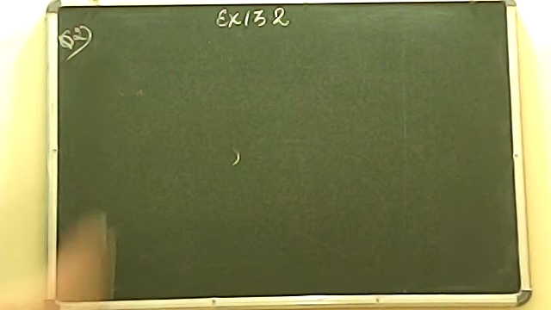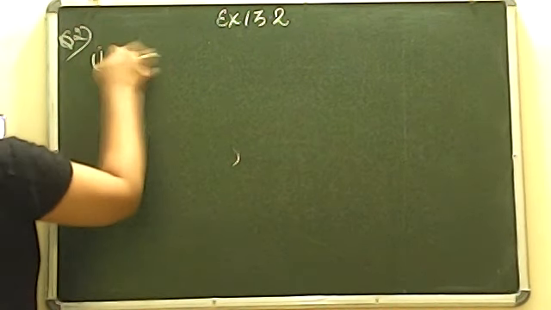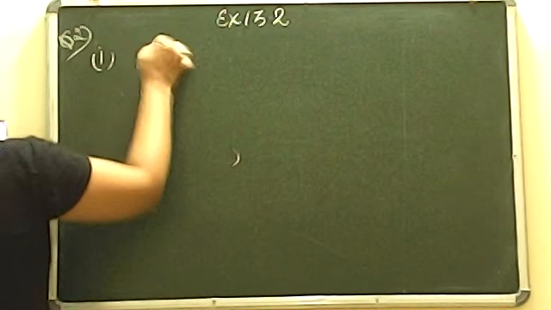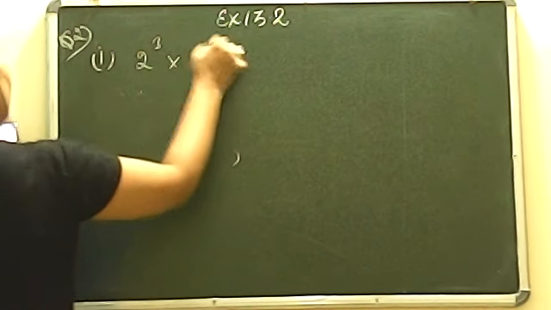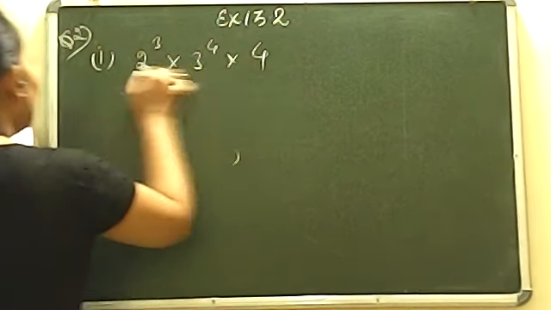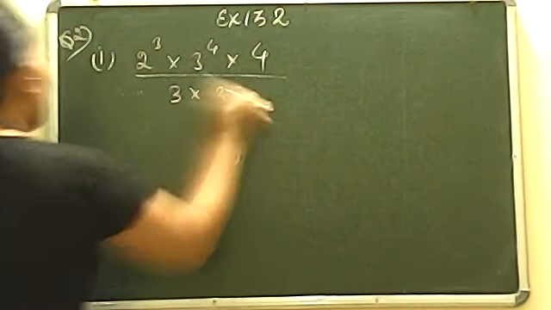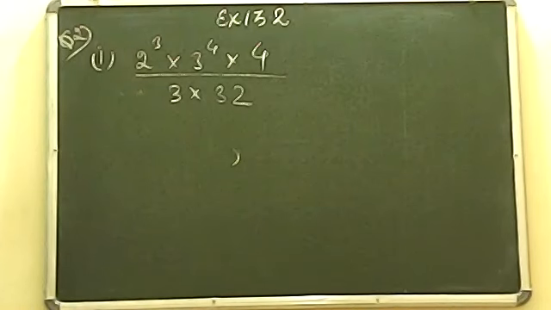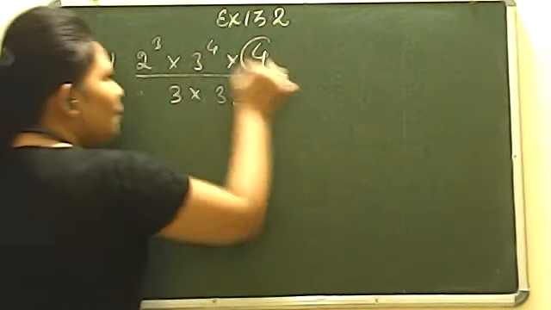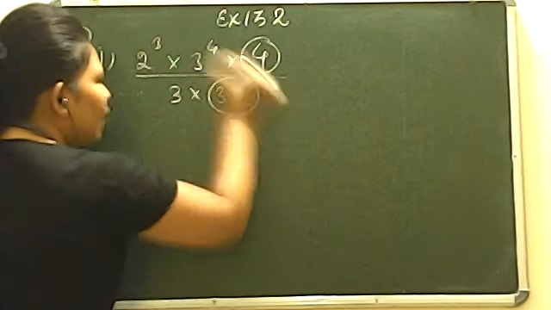Question number 2. Question number 2, I am taking the first one. 2 to the power 3 into 3 to the power 4 multiply by 4, 3 into 32. Now you tell me the number which you are finding complex here, which can be broken up further, are 4 and 32.